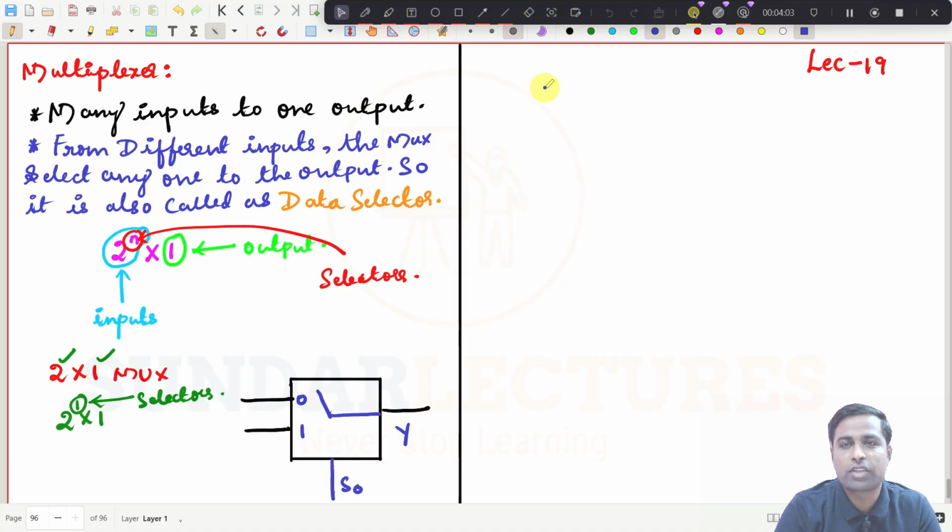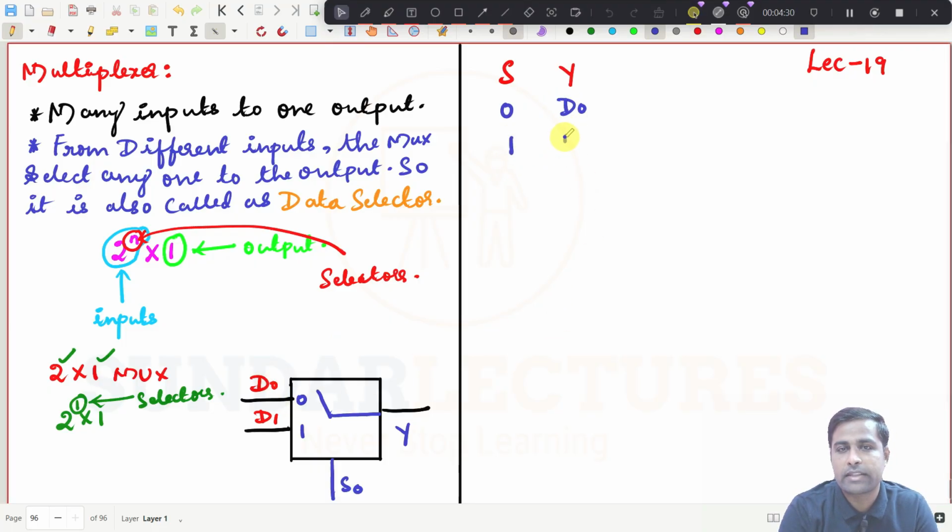So how will the truth table look now? Maybe I will draw it down. You see here, this is the selector input S, and this is Y. To make it easy to understand, I will call the inputs D0 and D1. So what will be the output? If S is equal to 0, D0 will be connected to the output. And if S is equal to 1, then D1 will be connected. That's all. Simply you can say it like this.